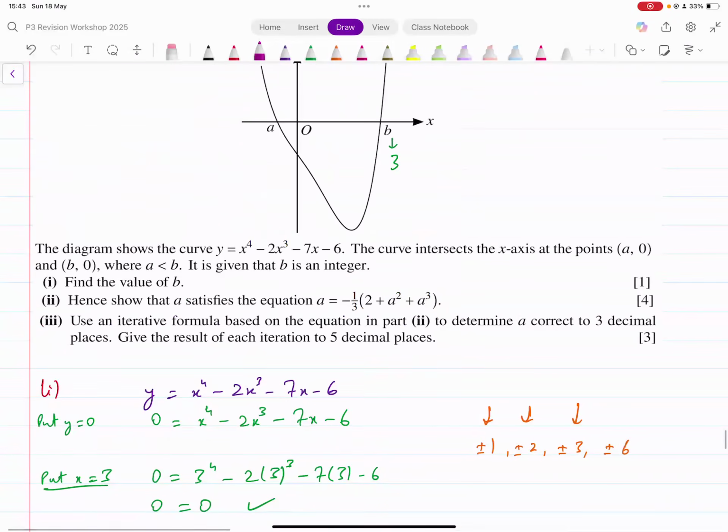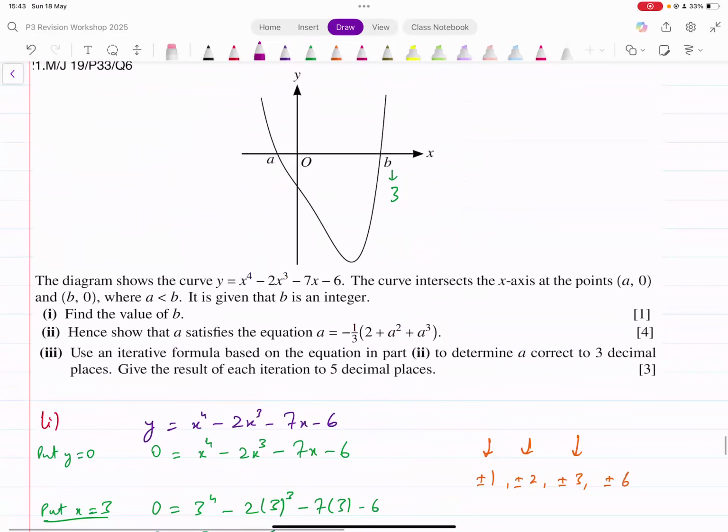Okay, there's just one small thing that I want to tell you about this. We have this diagram that shows the graph of this function. The curve intersects the x-axis at the points a0 and b0, where a is less than b. You can see that in the diagram, a and b. These are the x-intercepts of this graph. We need to find the value for b, first of all. How do we do that?